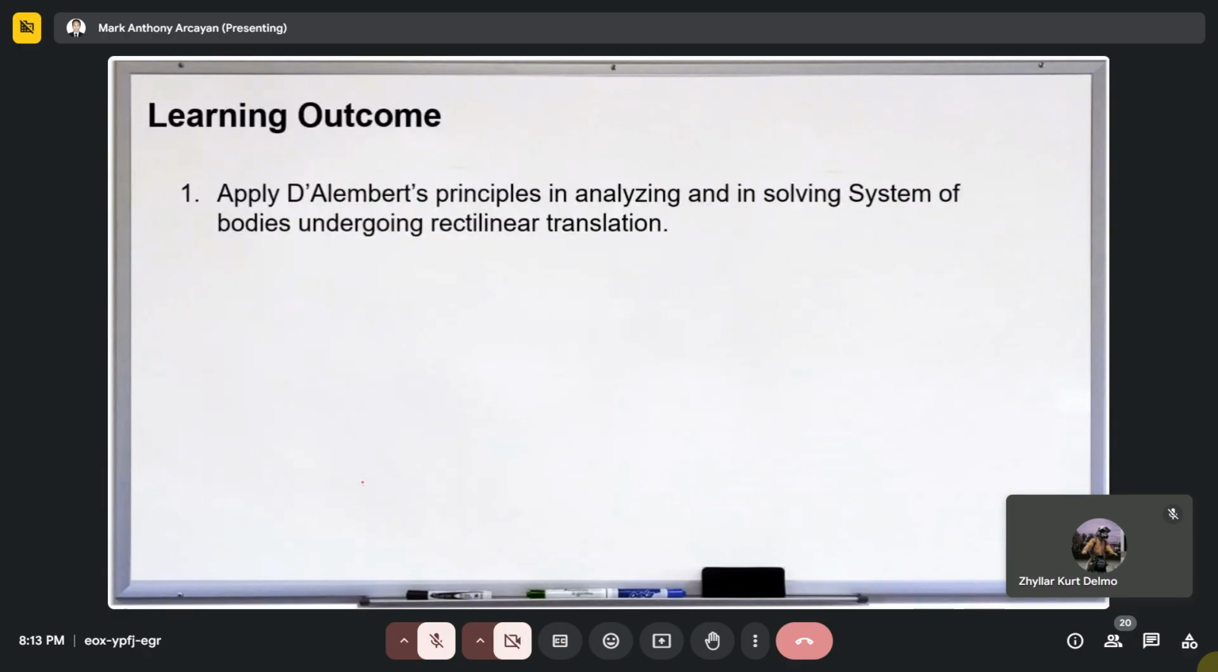Okay. Under this lesson, you will be able to apply the Lambert's principle, like the sum of the impressed forces is equal to the sum of the effective forces. Impressed force equals effective force. We will use that principle in analyzing and solving system of bodies undergoing rectilinear translation. But we will start with particles. Then after that, we'll proceed to rigid bodies.